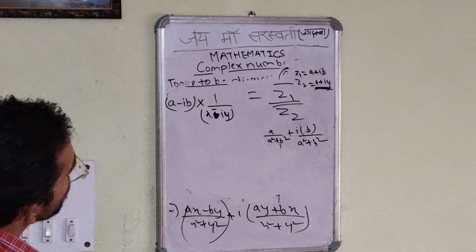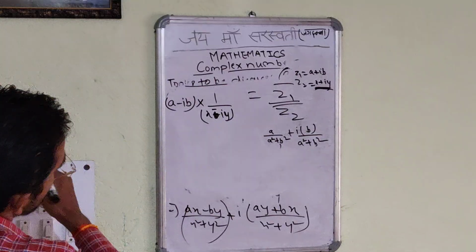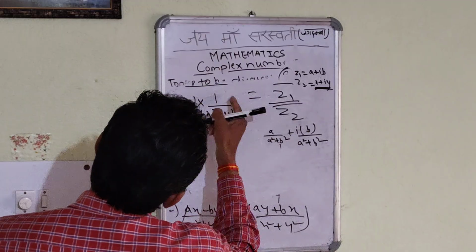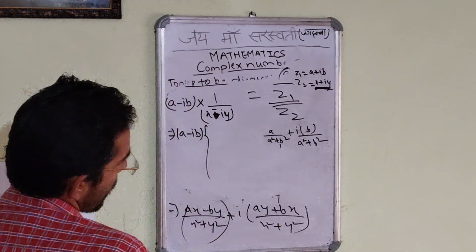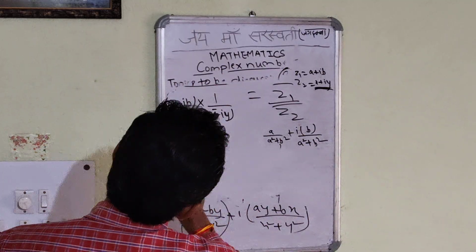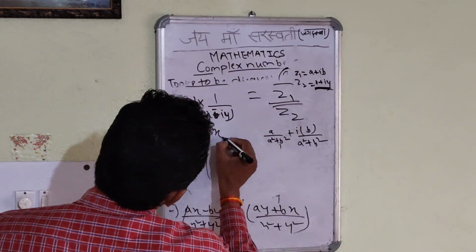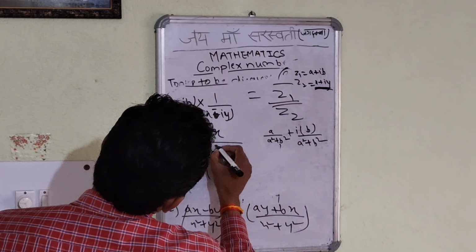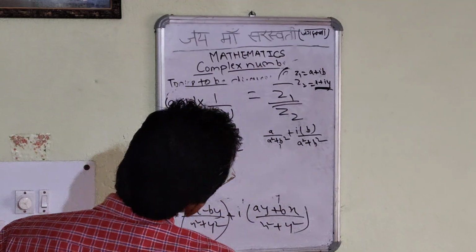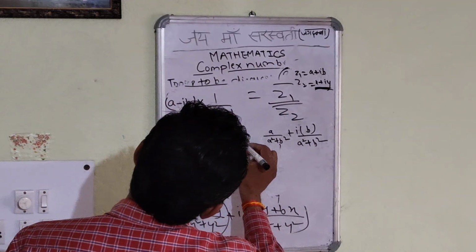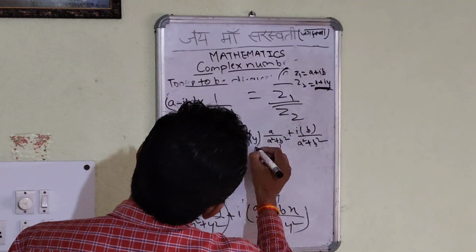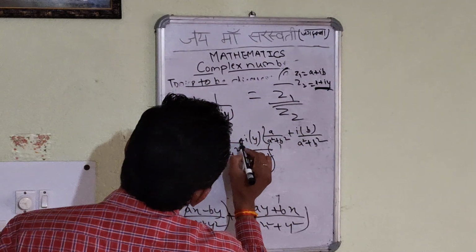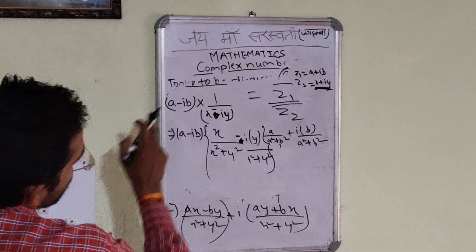Now we will be solving those two equations which we had seen earlier. That is A minus IB into, what is the inverse of 1 by X minus IY? First of all we have to check the X part. It is X by X square plus Y square. Understood? Now plus I times the Y part, that is Y by X square plus Y square. We can write the minus here because the minus part is here.